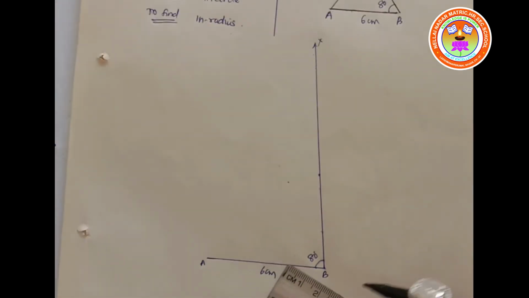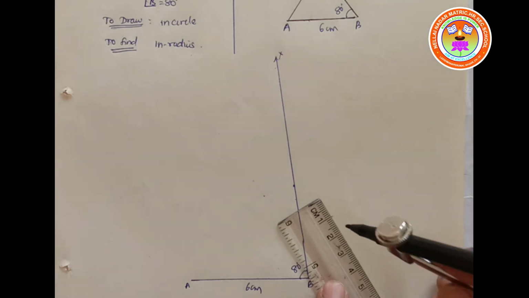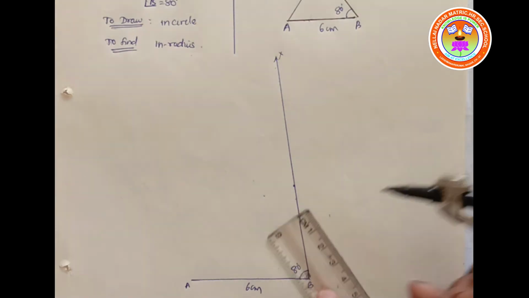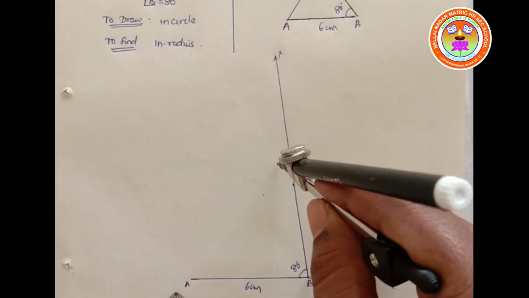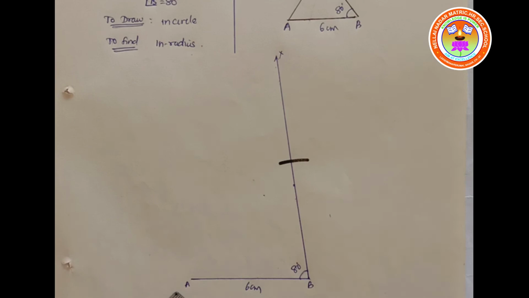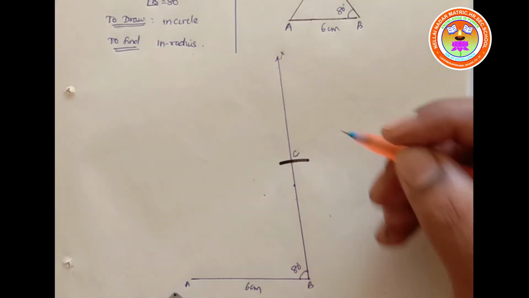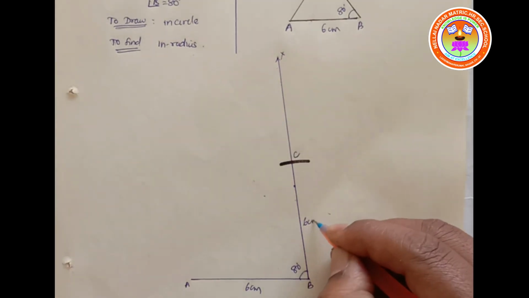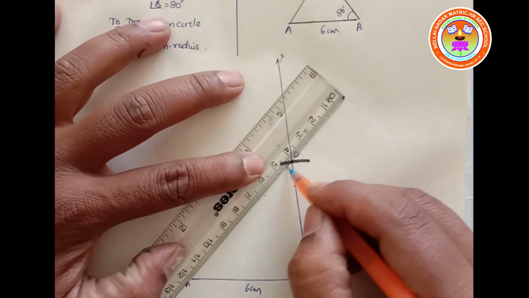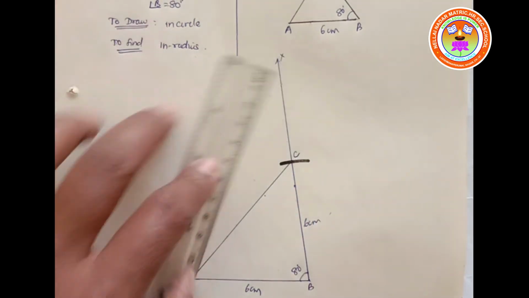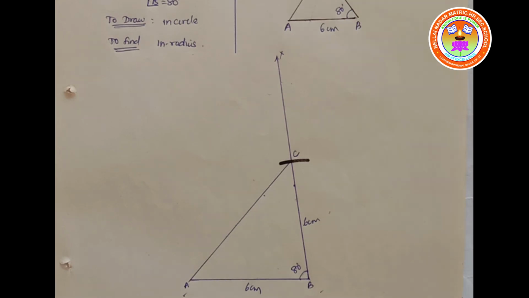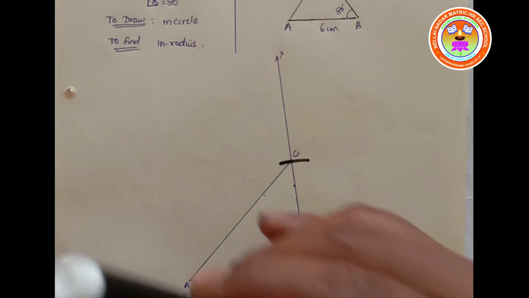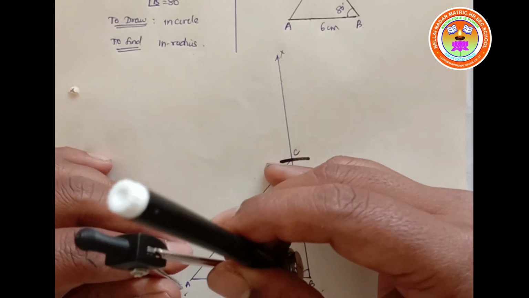BC equal to 6 centimeter. So you take exactly 6 centimeter from B on the line BX. Point C. Right? 6 centimeter. Right? Join AC. You get a triangle. It's clear, children? Now you have to draw the angle bisector of any two angles. You are going to take A and B. Okay? It's clear, children? Now with the help of compass, A as center, right?